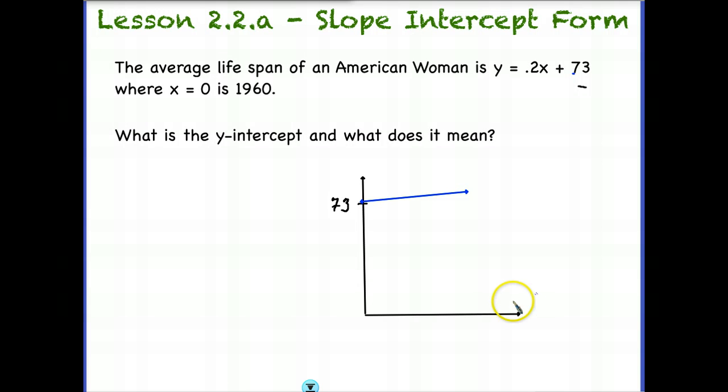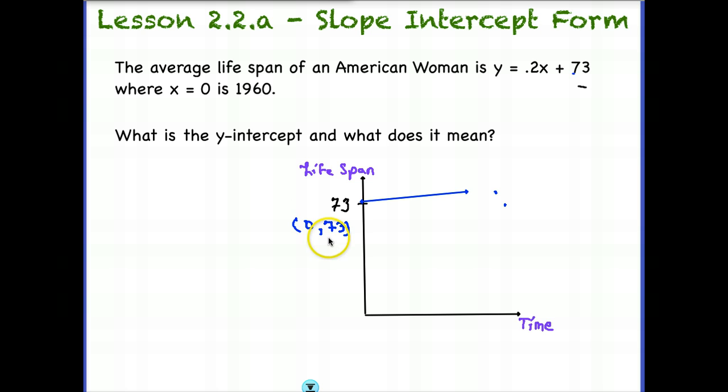Put some labels on our graph. Well, since x equals 0 is 1960, we know that our x-axis is going to be time. And our y-axis right here, this y represents, it says, the average lifespan. So y is going to represent average lifespan. So I'll just write lifespan up here. Okay, so the question is, what is the y-intercept and what does it mean? Well, the y-intercept, let's go ahead and do the coordinates for that. Y-intercept is going to be 0, 73. And the equation said that when x is 0, that means it's 1960.